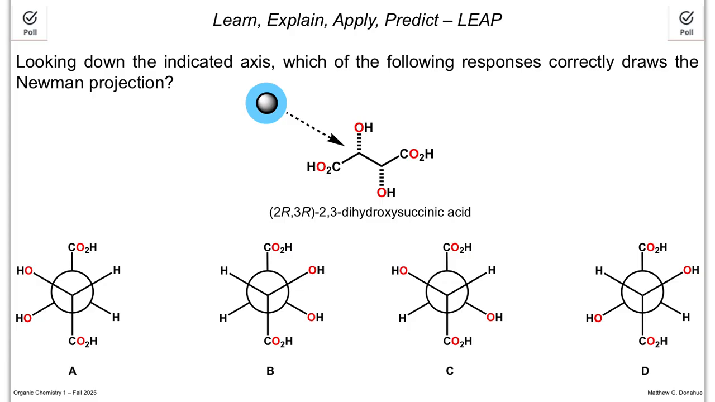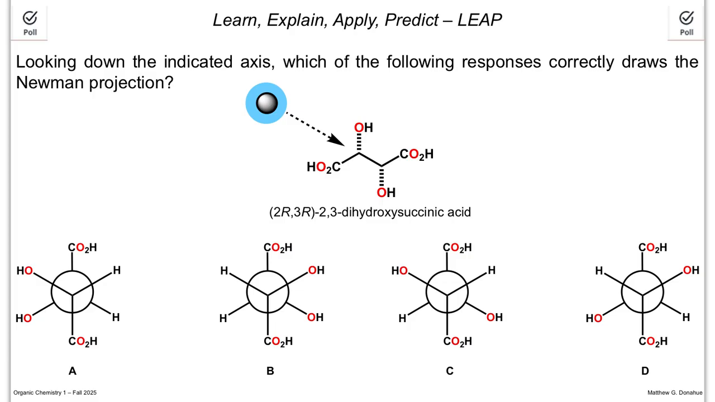The methyls are the CO2H's, which I'm holding. The reds are the alcohols. Looking down, there's your blue eyeball looking down the 2-3 bond. Which Newman projection do you think is correct? What do you think? So A.